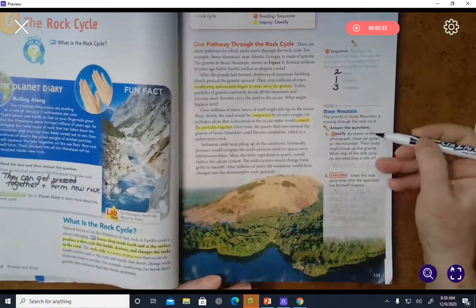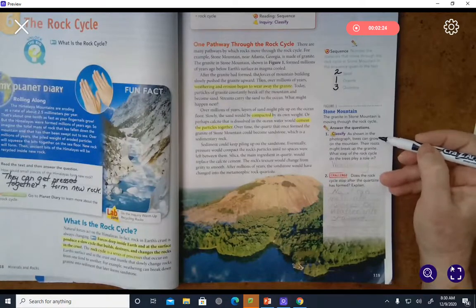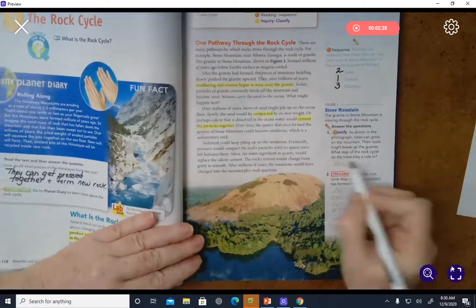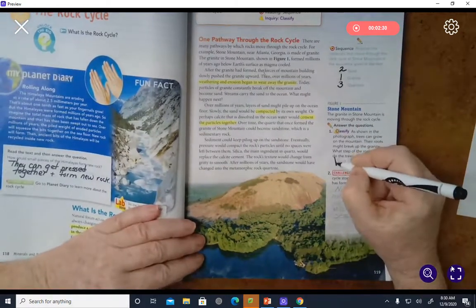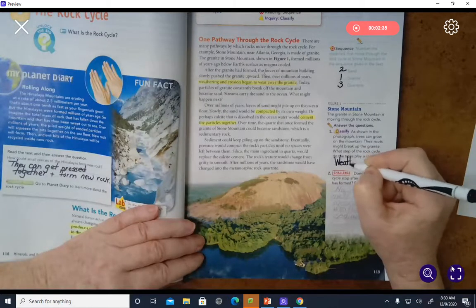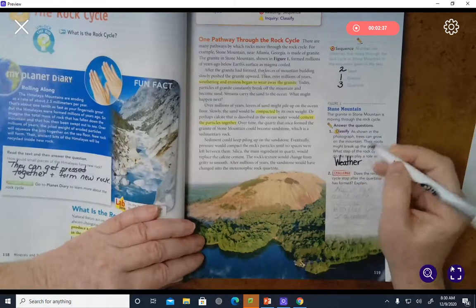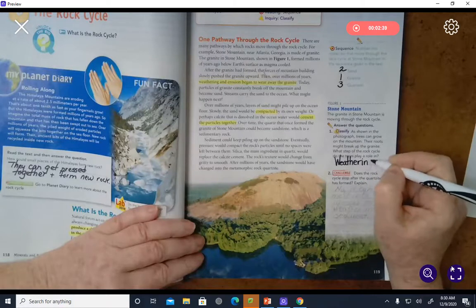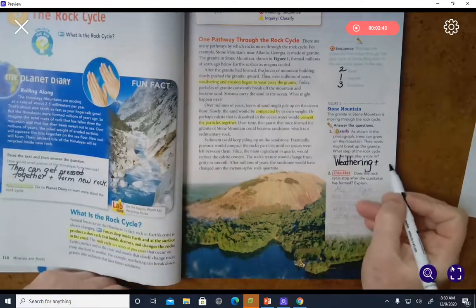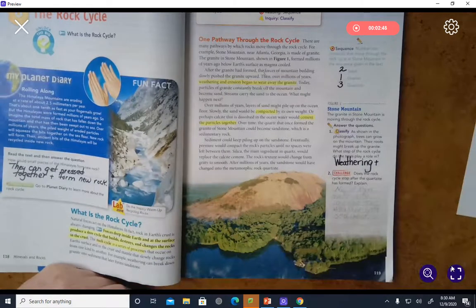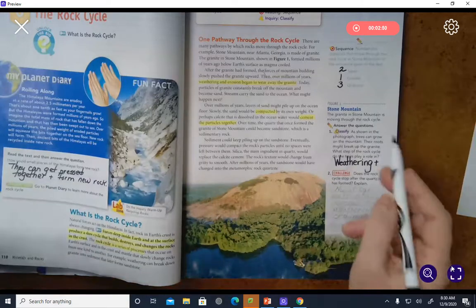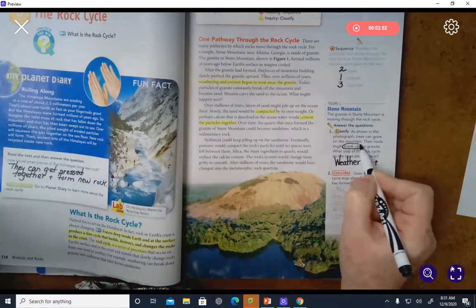As shown in the photograph, trees can grow in the mountain and their roots break up the granite. What step of the rock cycle? Remember, weathering. Weathering is when you break it down. If you had weathering and erosion, that's okay, but I always consider erosion when it goes away, when it falls into the water. But the actual breaking down part, the breaking up part, is weathering.